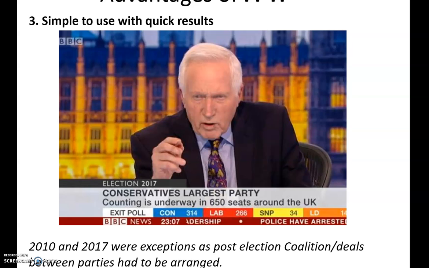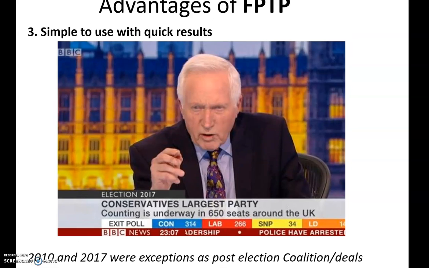There were two exceptions recently. One was 2010, where no party won a majority, and so there was some kind of horse trading that took place with the Liberal Democrats. Labour tried to have a chat to the Lib Dems. The Conservatives had a chat with the Lib Dems, and after about 10 days, it became clear that the coalition was going to be formed between the Conservatives and Liberal Democrats. In 2017 as well, it was quite clear the Conservatives had won, but they didn't have that big majority. So it was a couple of days of uncertainty whilst they tried to patch up some kind of deal with the DUP party.